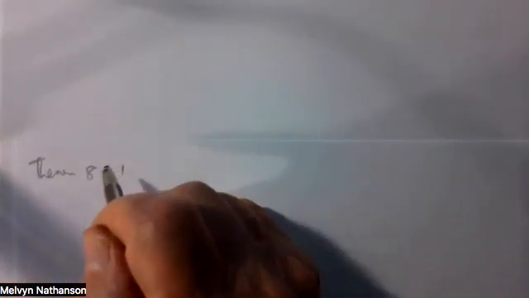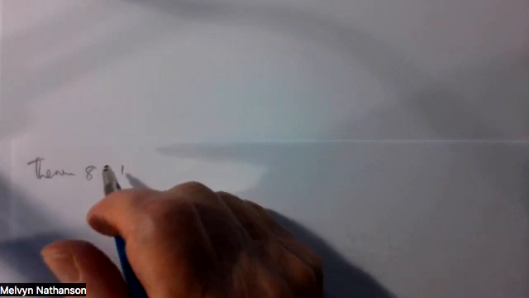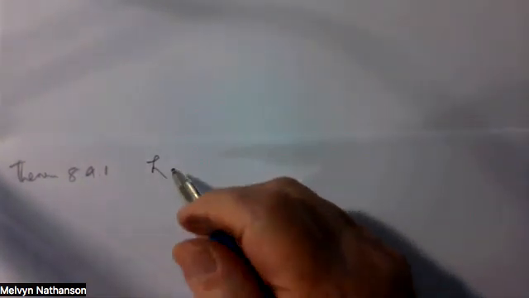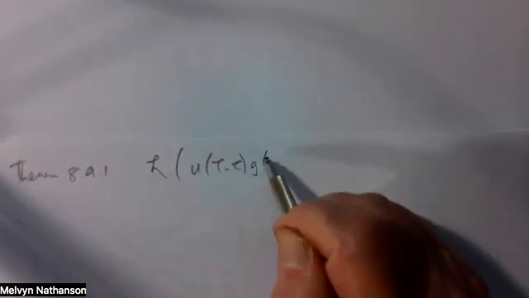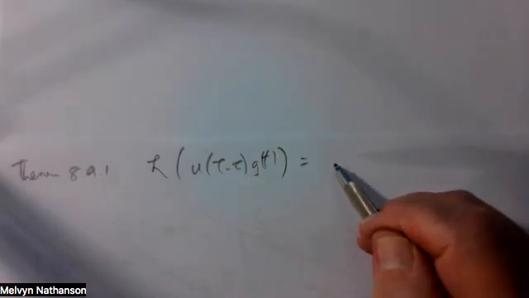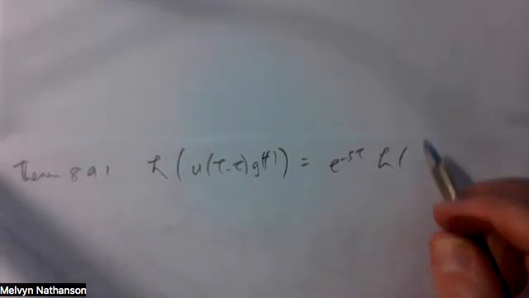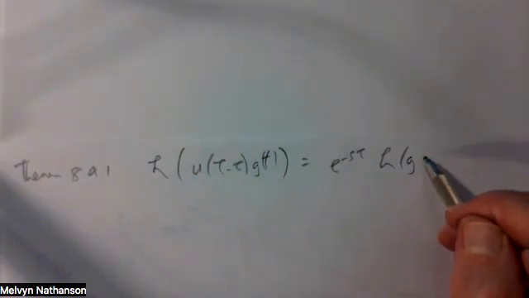So remember, the first theorem, 8.4.1, said the following. It says the Laplace transform of u of t minus tau, g of t, is equal to e to the minus s tau, Laplace transform of G translated to the left by tau.